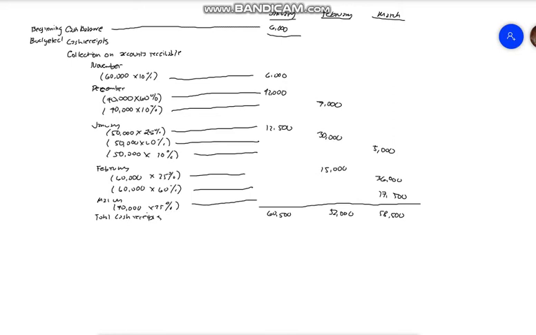Okay, now we'll proceed with the disbursement. So let's place it right here. I'm going to make the space. So that's the budgeted cash disbursement.